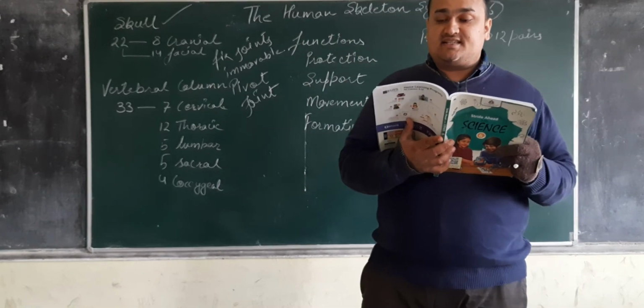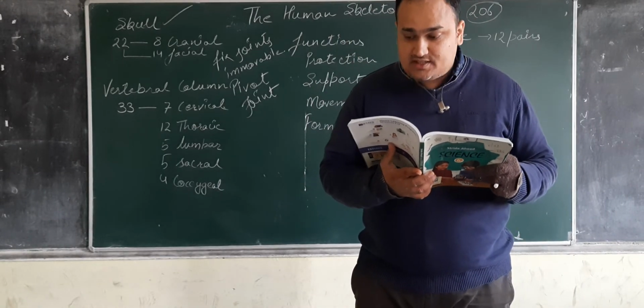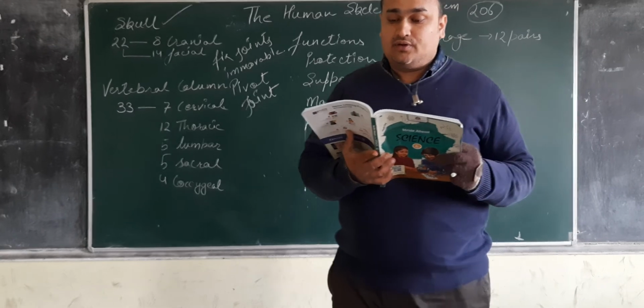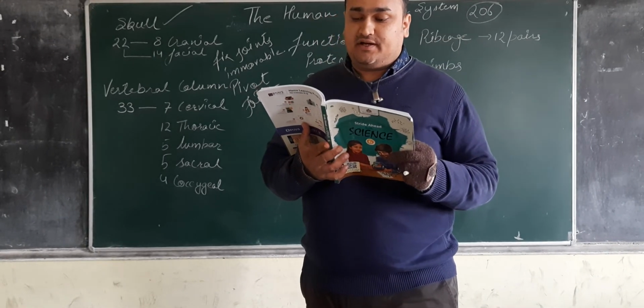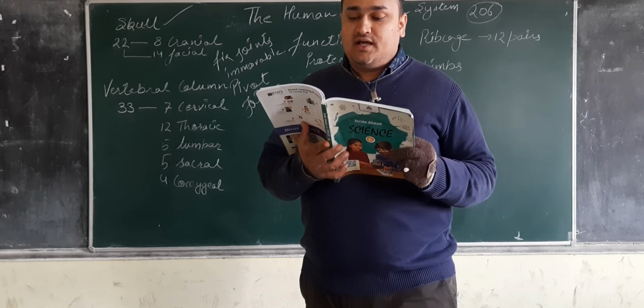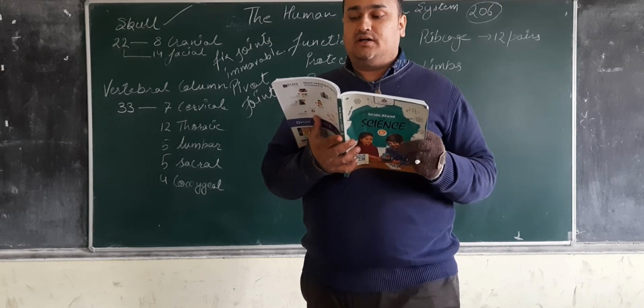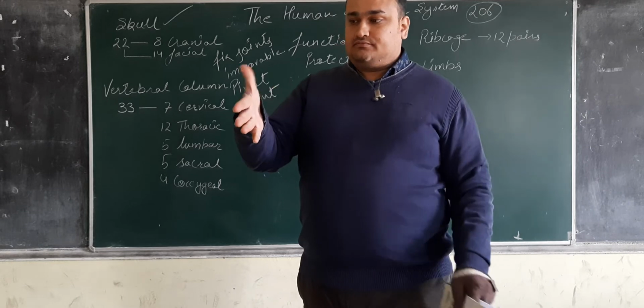Now next is saddle joint. Saddle allows forward, backward and side to side movement. It can move forward and backward and side to side, allowing us to grasp objects. These are the joints of the thumb.